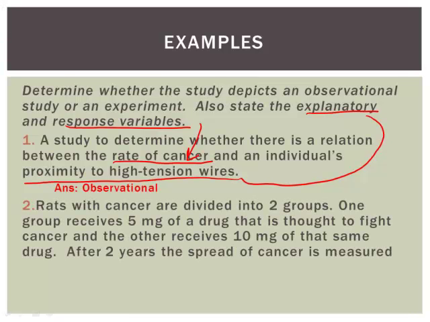Next one. Rats with cancer are divided into two groups. One group receives 5 milligrams of a drug that is thought to fight cancer, and the other group receives 10 milligrams of that same drug. And after 2 years, the spread of cancer is measured. There should be a period there.